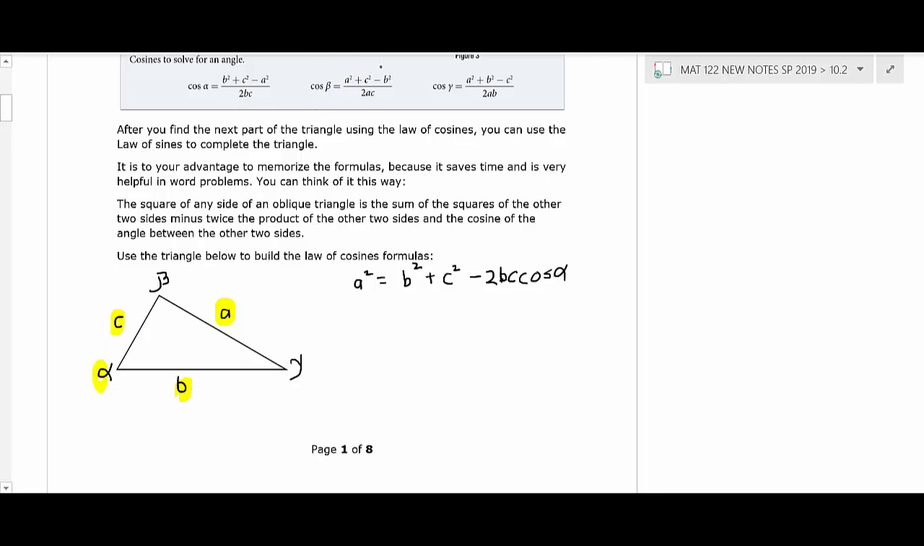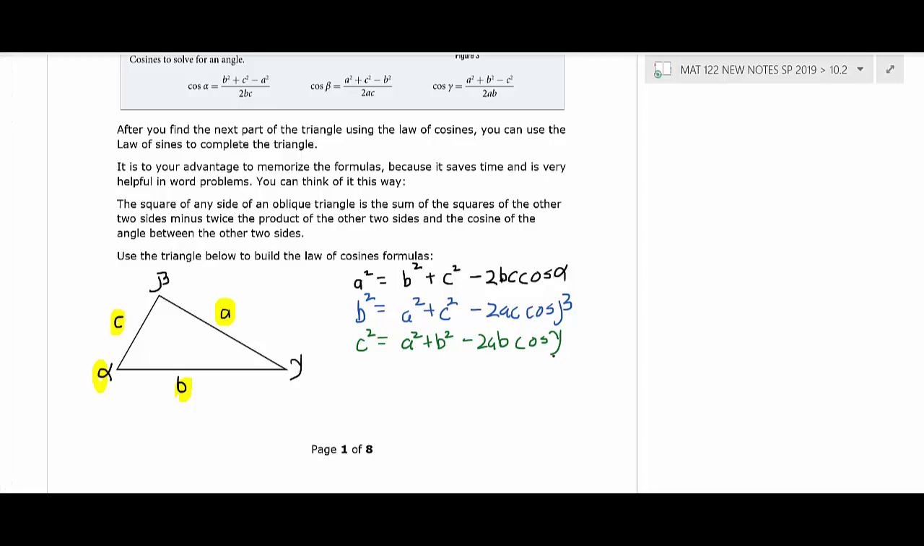So the second version of this would go like this. Again, you just pick a side. You've got B squared. That's the sum of the squares of the other two sides, which would be A squared plus C squared, minus twice the product of those. And then it would be the cosine of beta, since that's opposite the B. So it's not that hard to remember. And then the last one, C squared, the sum of the other two sides would be A squared plus B squared, minus 2AB, and then the cosine of the angle opposite C, which would be gamma. All right, so that's how you put together the law of cosines.